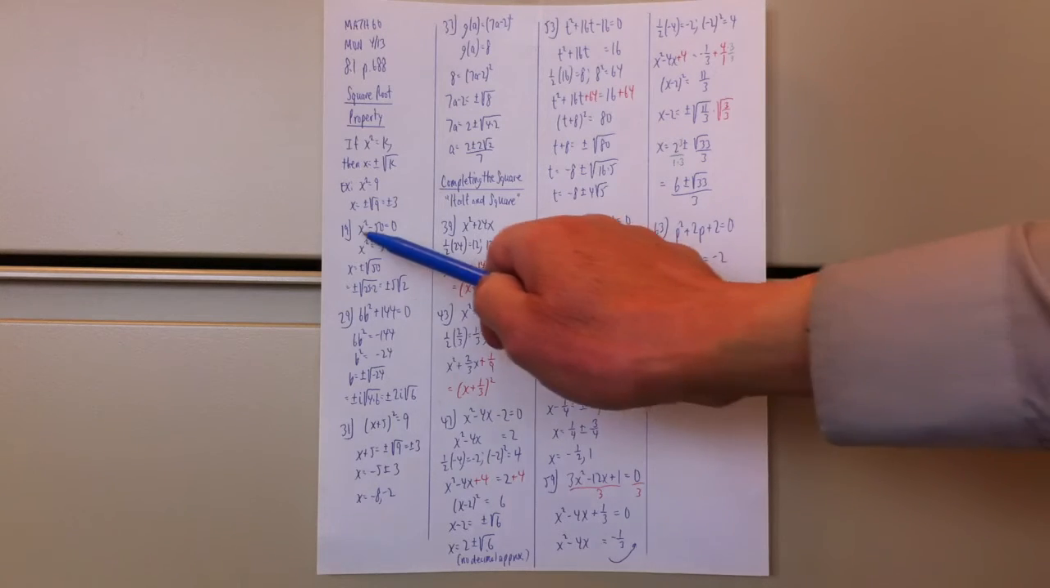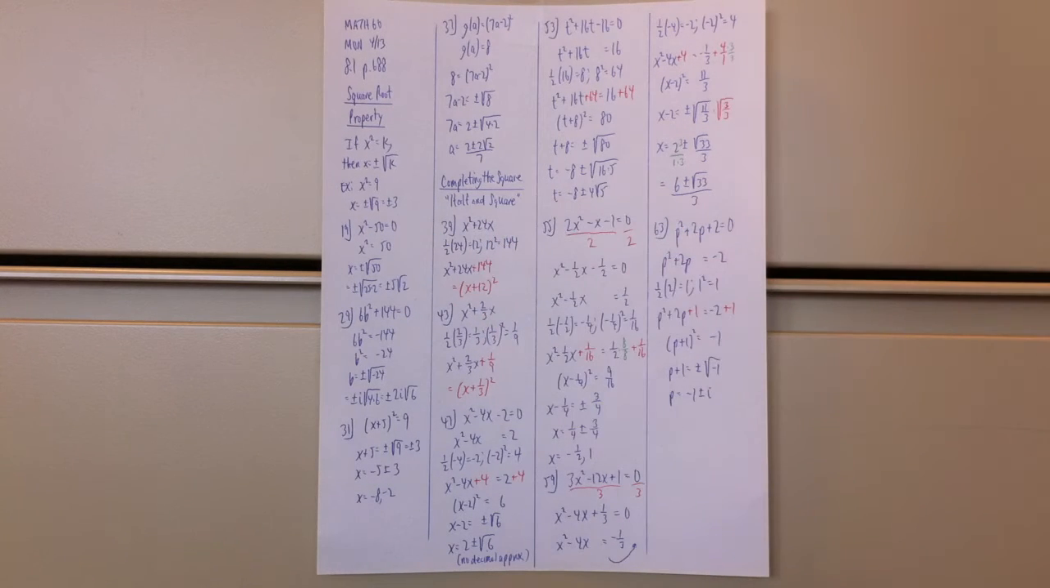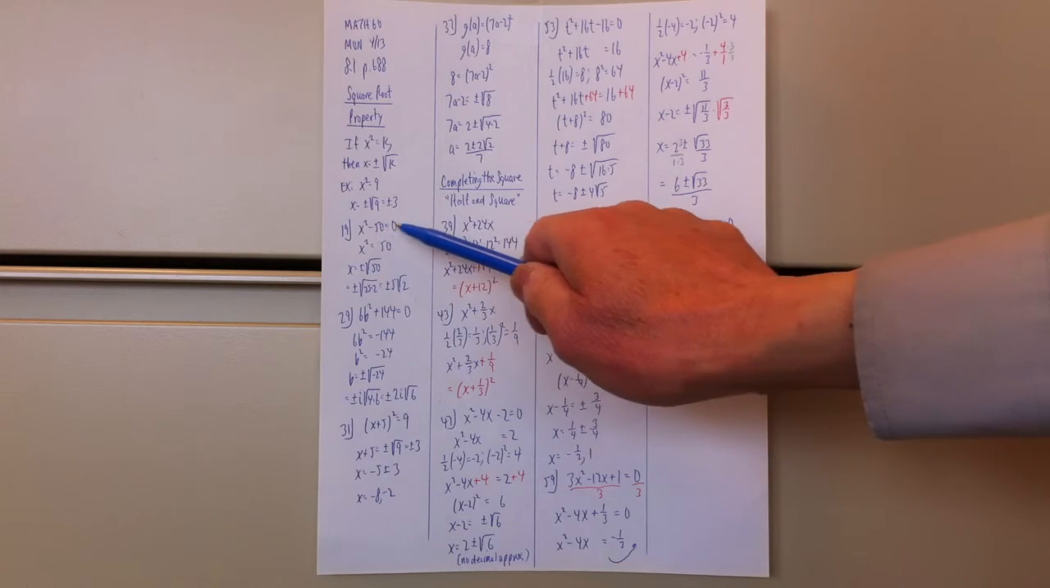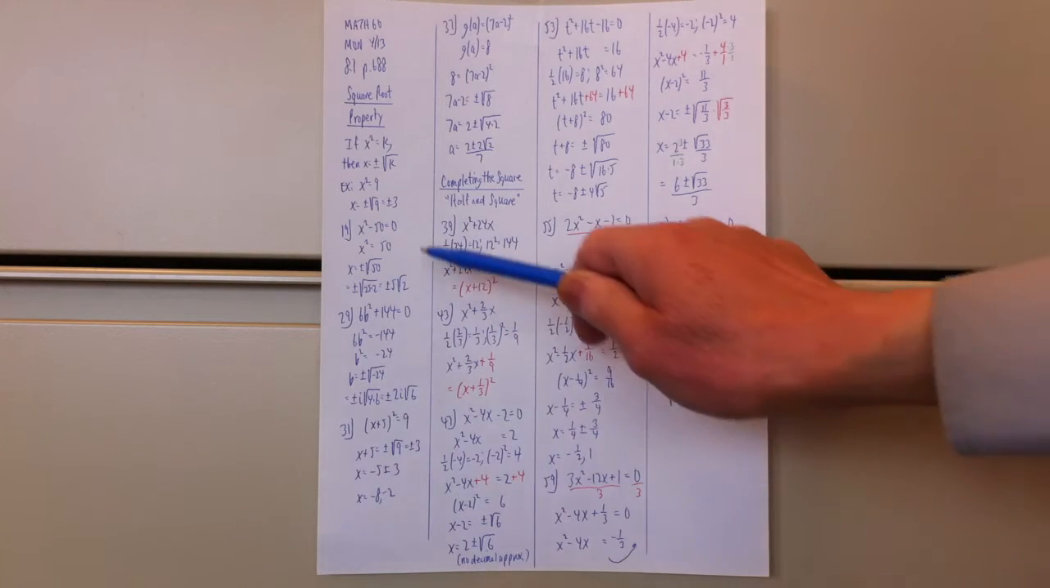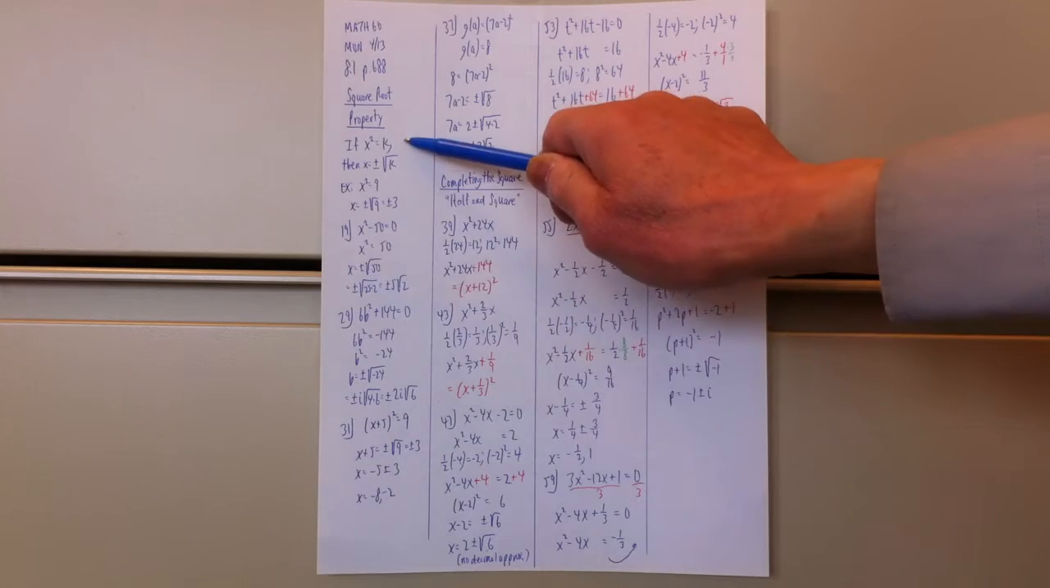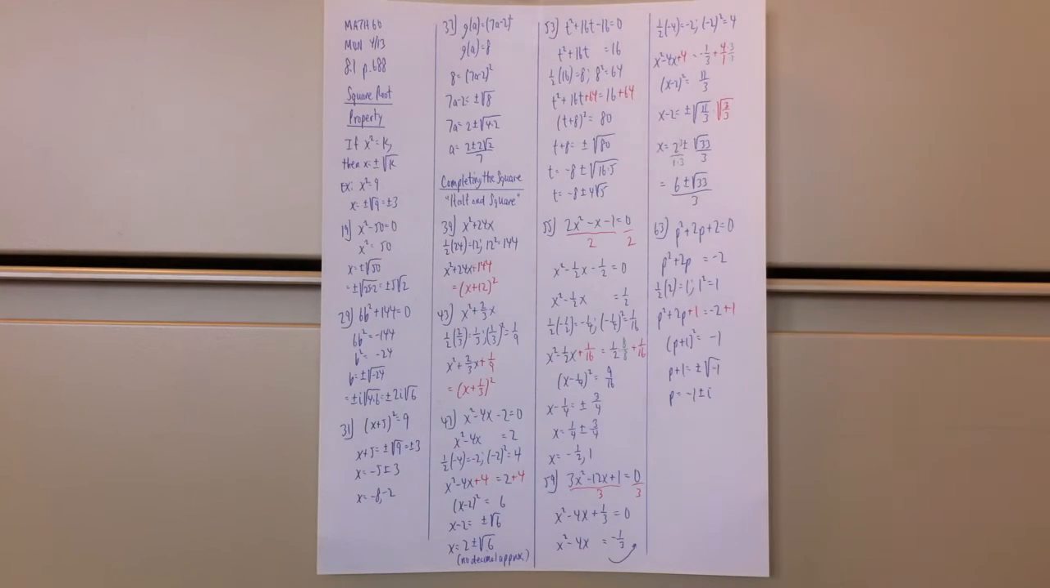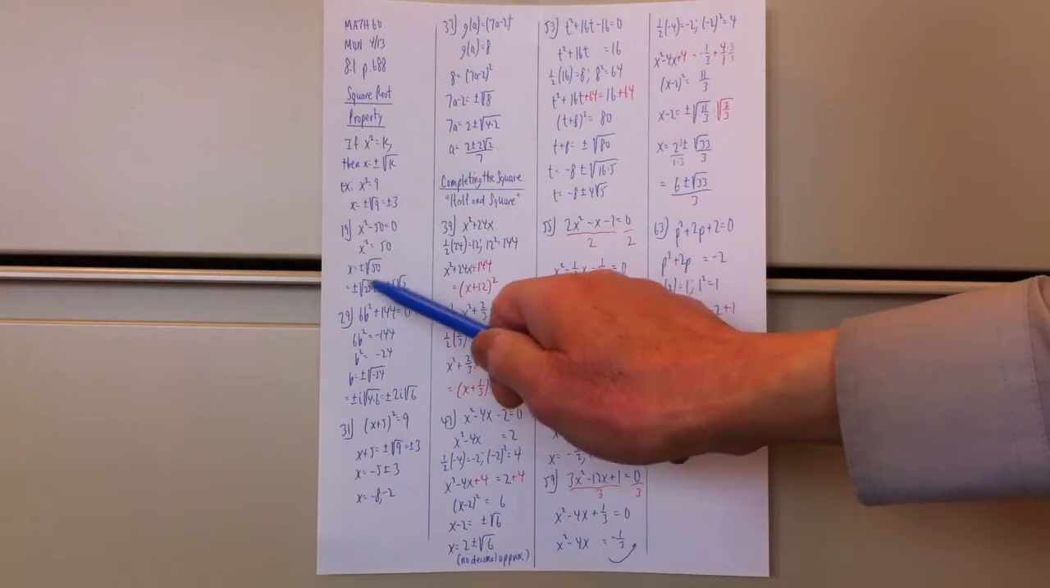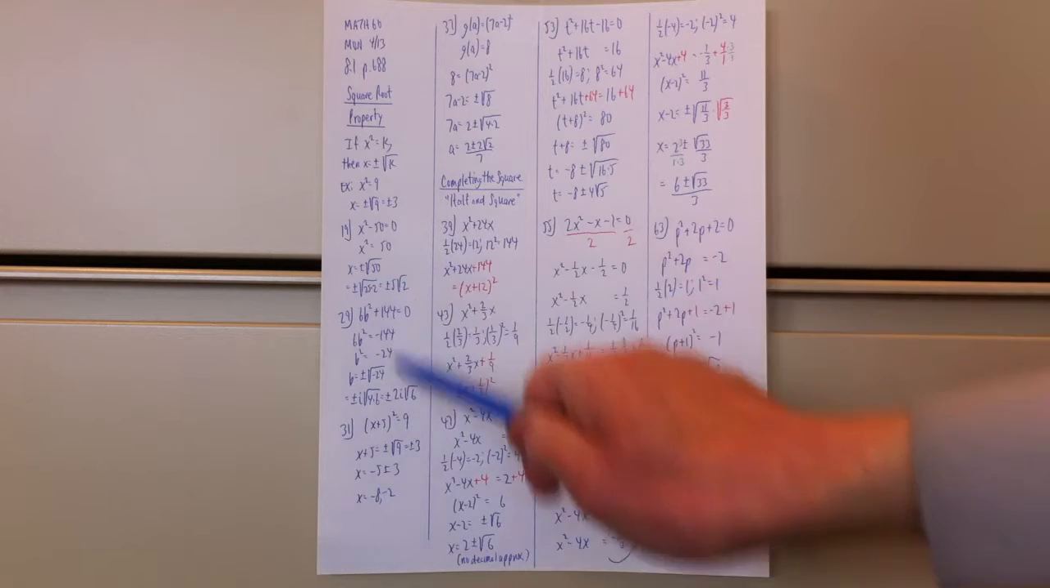So problem number 19, x squared minus 50 equals 0. So we move the 50 to the other side, so I'll add 50 to both sides. x squared equals 50, and now this looks like that. So I do the square root property. x is equal to plus or minus the square root of 50.